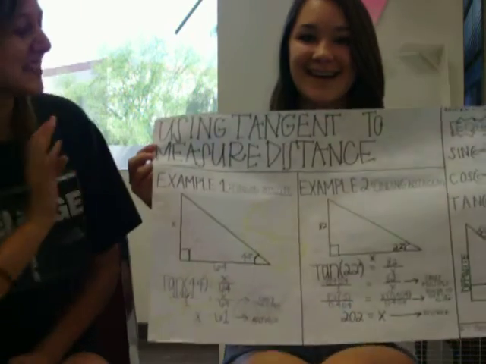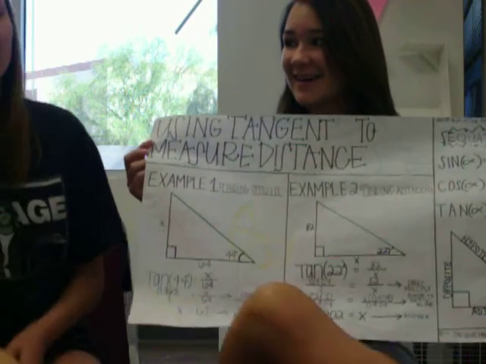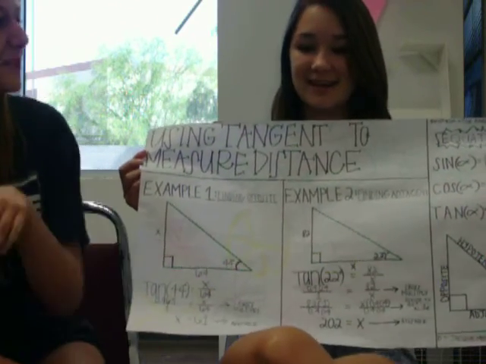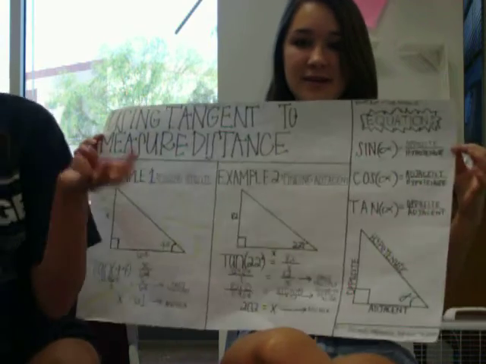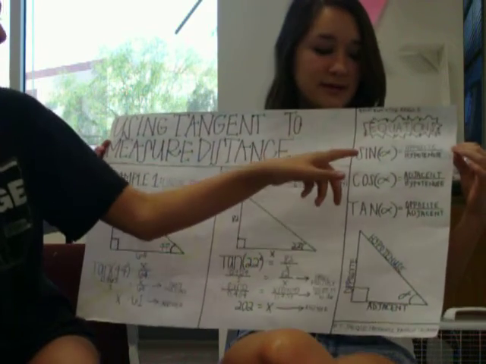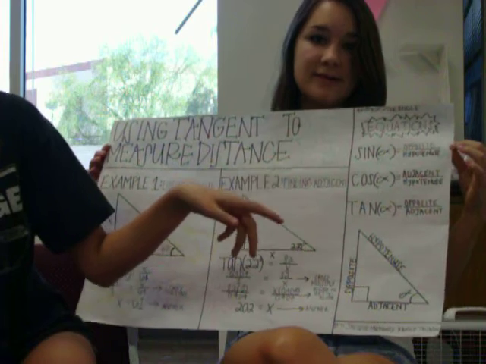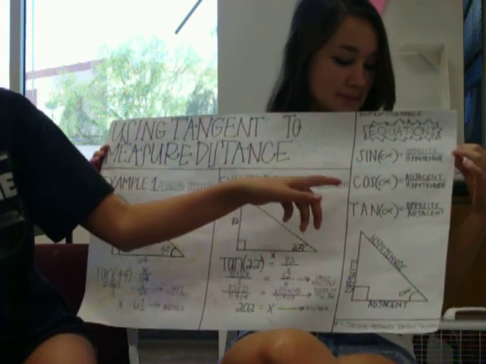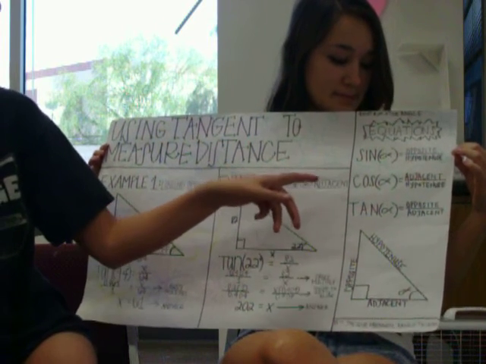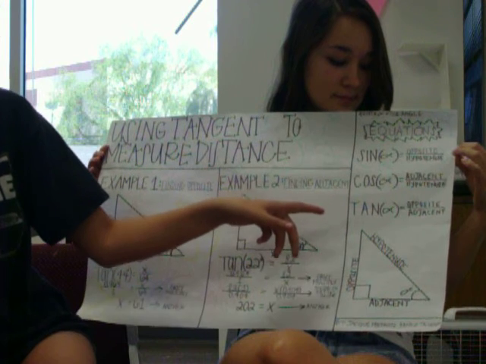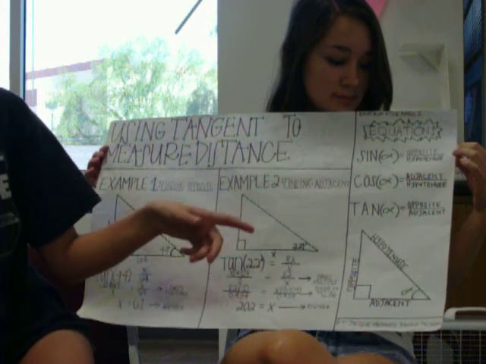Hi. We're doing using tangent to measure distance, and there's three things that you can measure distance by. The first one's sine, which is opposite over hypotenuse. The second one's cosine, which is adjacent over hypotenuse. And the last one's tangent, which is opposite over adjacent.